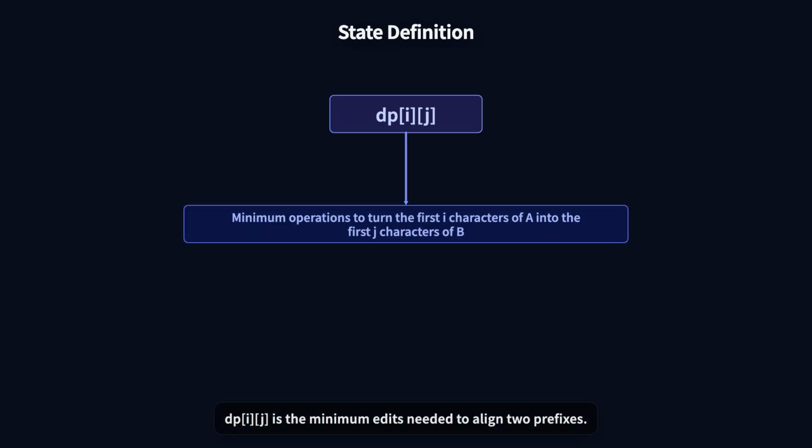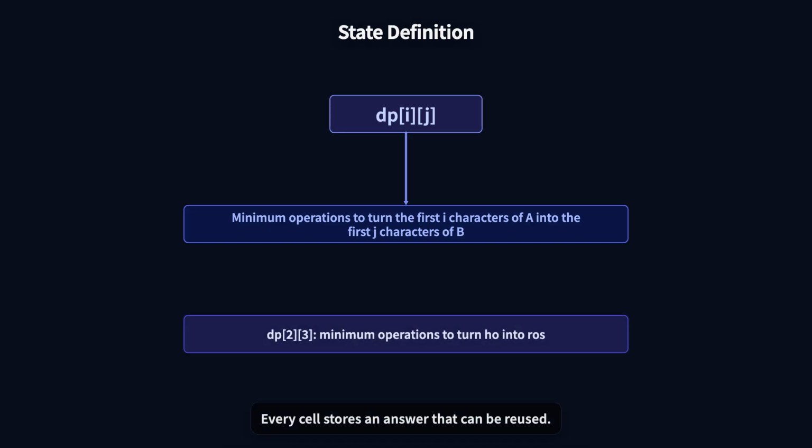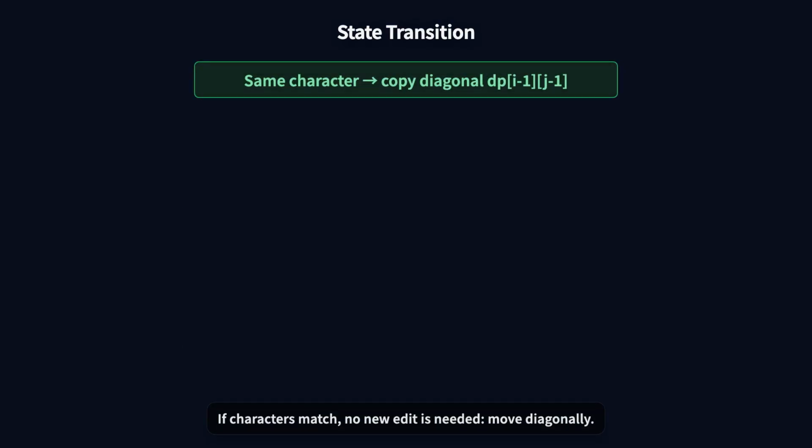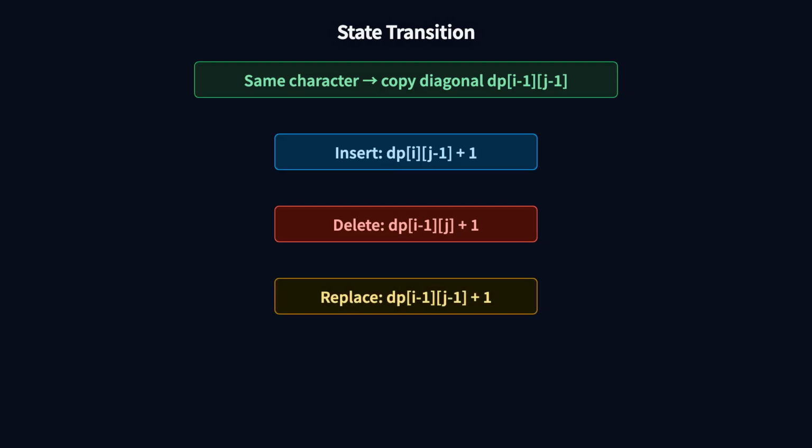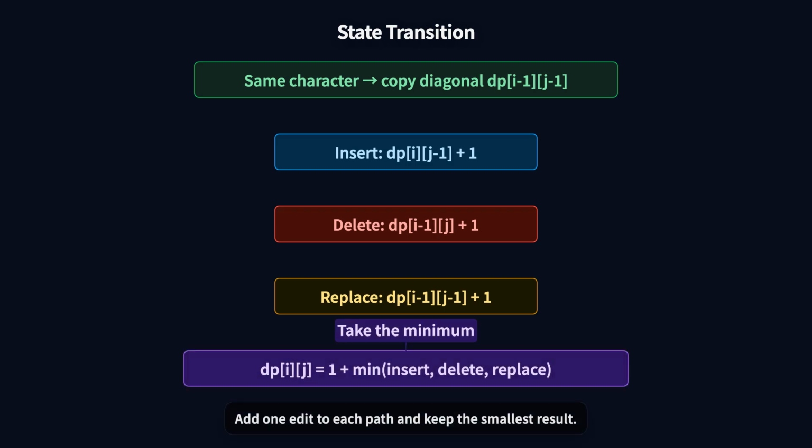dp[i][j] is the minimum edits needed to align 2 prefixes. Every cell stores an answer that can be reused. If characters match, no new edit is needed. Move diagonally. If they differ, try insert, delete, and replace. Add 1 edit to each path and keep the smallest result.